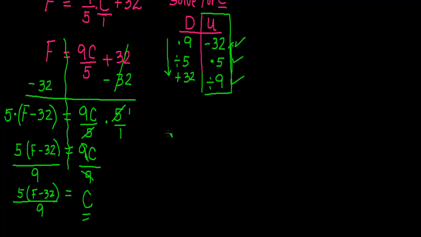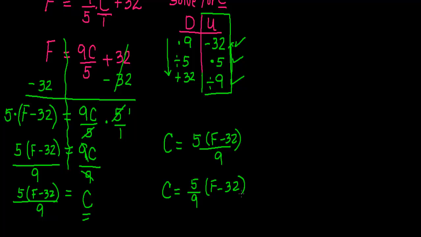And usually we always write the isolated variable on the left side of the equal sign. So I'm going to switch places here. And there you have it. You have isolated c. And another way you can write this is 5 over 9 multiplied by f minus 32. These two statements are equivalent. So both of these are acceptable.